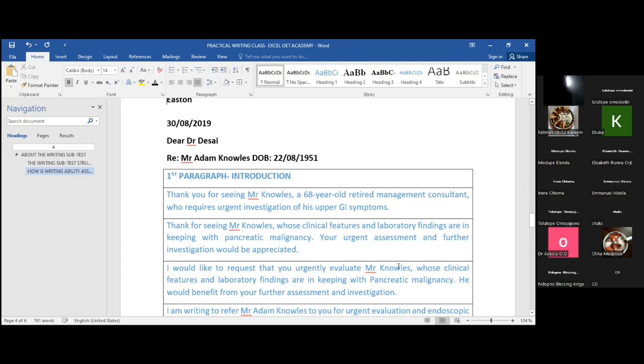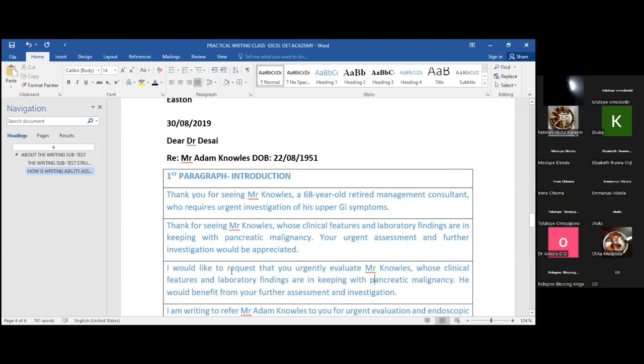Another way to write this is saying, I would like to request that you urgently evaluate Mr. Knows, comma, whose clinical features and laboratory findings are in keeping with pancreatic malignancy. Now, who can tell me what is wrong here? Now, one, never write your diagnosis in capital letters. So all diagnoses are written in small letters. Okay? So that's why I had to change this now.